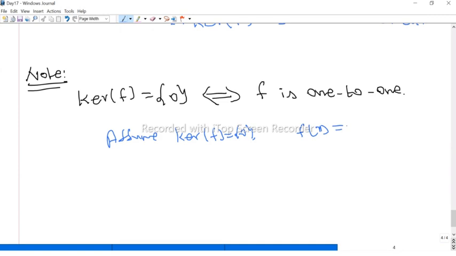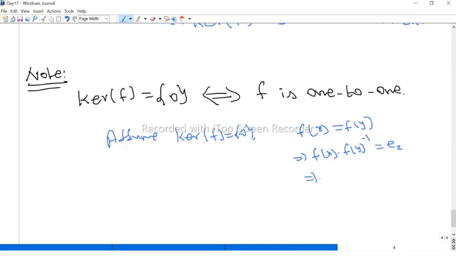Suppose we assume that f of x equals f of y. Now we have to prove that x equals y. We multiply by f of y inverse on both sides, therefore we get f of x into f of y whole inverse equal to f of y into f of y inverse, which gives the identity element, that is E2 in the codomain.